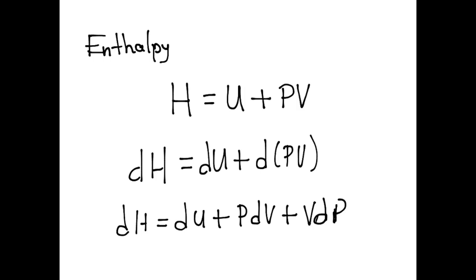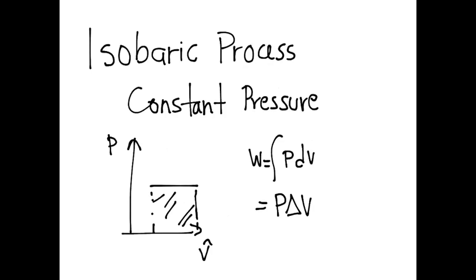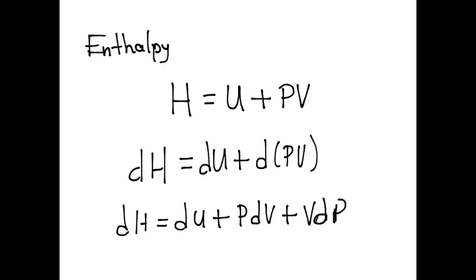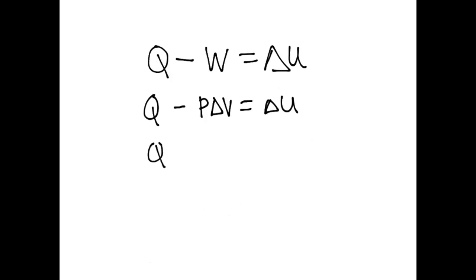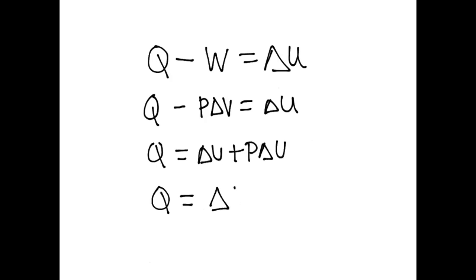Now, since we are studying an isobaric process, this term will cancel, VdP. And if we do the integral, we can get that in an isobaric process, delta H equals delta U plus P delta V. So in this case, in an isobaric process, we can redefine the first law by stating that the heat is going to be equal to a change in enthalpy.